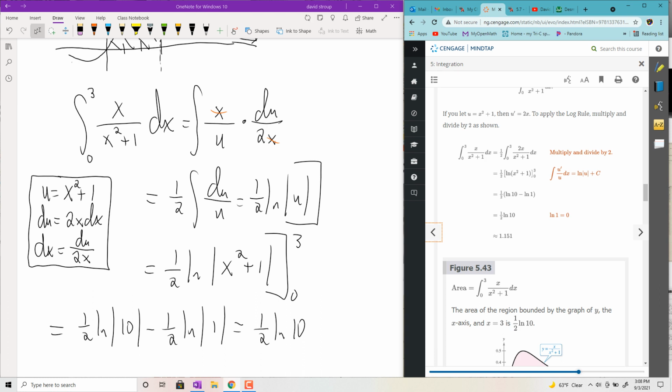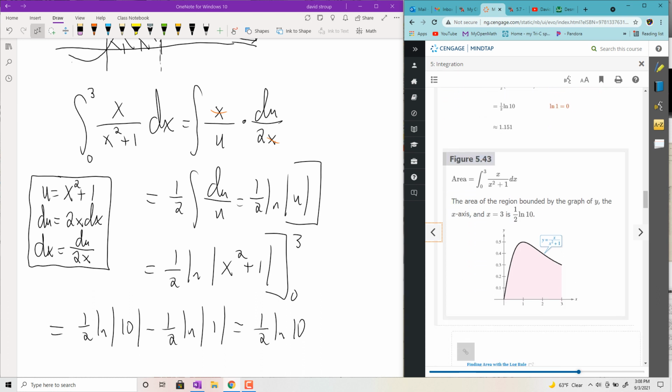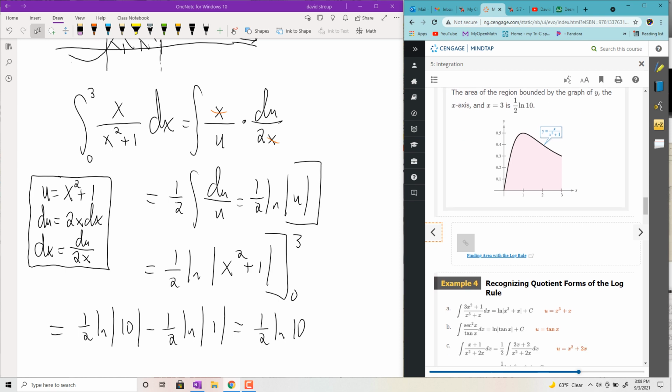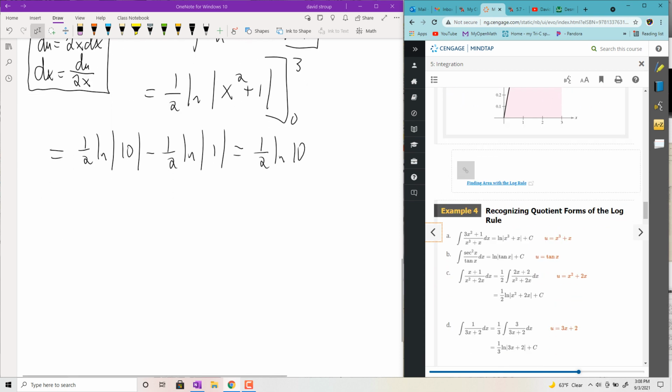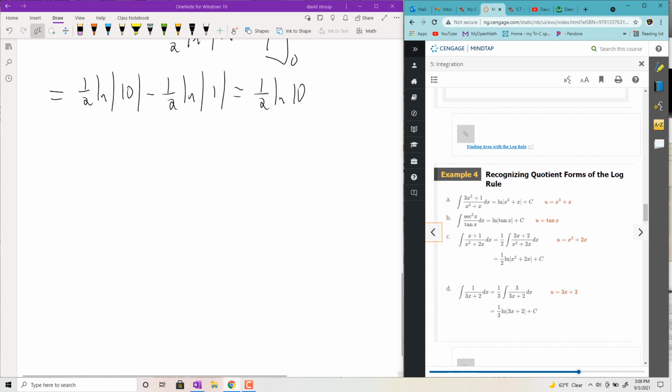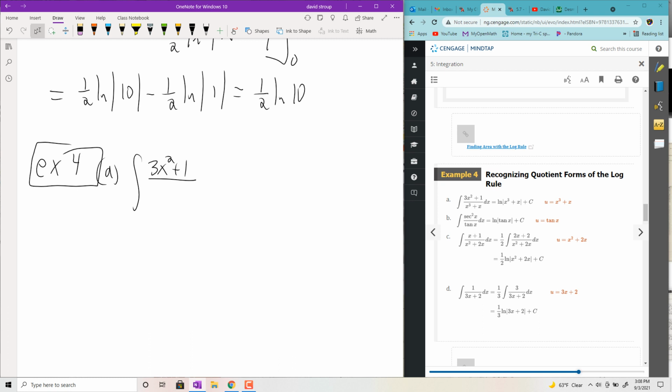Yeah, and then they got a nice little approximation for us. And here's a picture. I was looking for the picture earlier. There it is. Okay, sometimes it's not all that easy to recognize the quotient forms, but usually, if you have some sort of ratio, letting the denominator be your U sub is the way to go. So let's look at least part A here. You have the integral of 3x squared plus 1. This is example 4 all over, let's see.